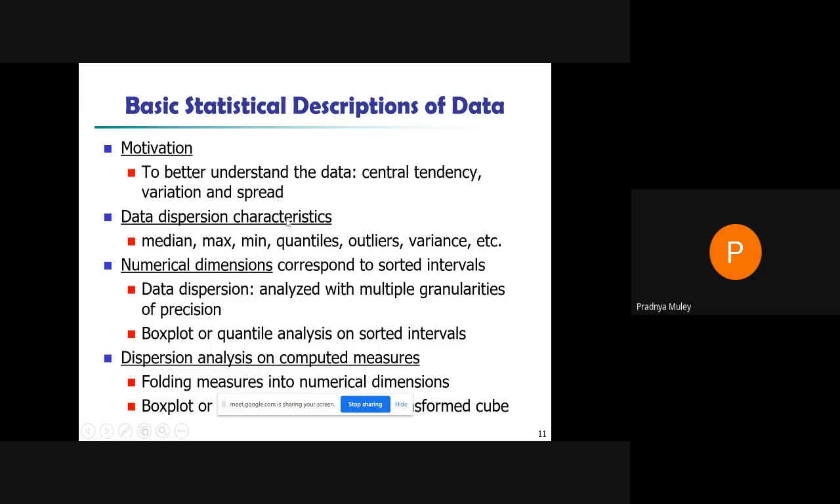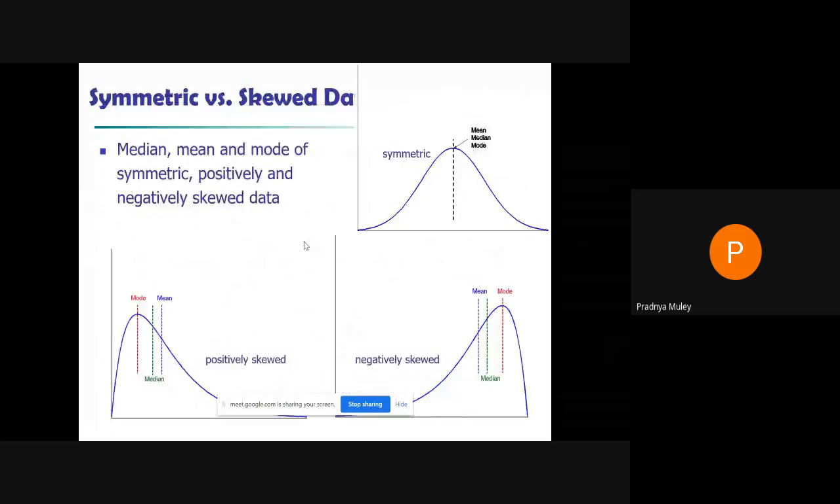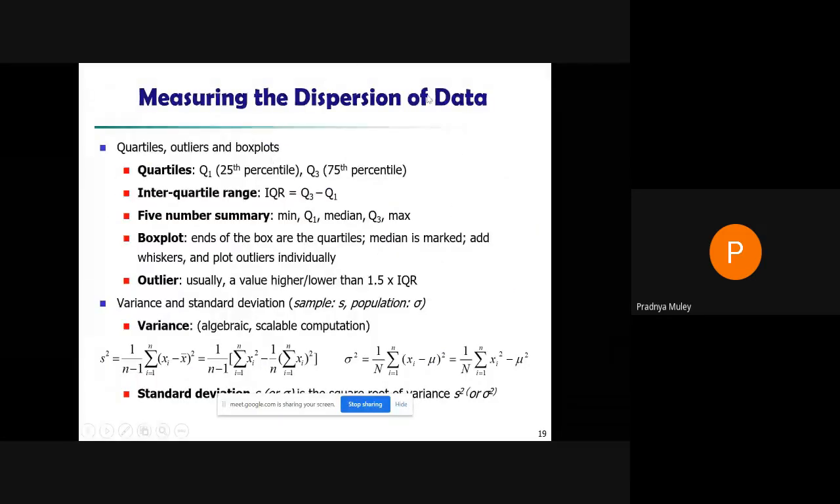Now what is data dispersion? It includes range, max, min, quantiles, etc. So let us look at measuring the dispersion of data. How is dispersion of data measured? With the help of quartiles, outliers, and box plots. Here we have to see all these terms: quartiles, interquartile range, 5-number summary, box plot, and outlier.